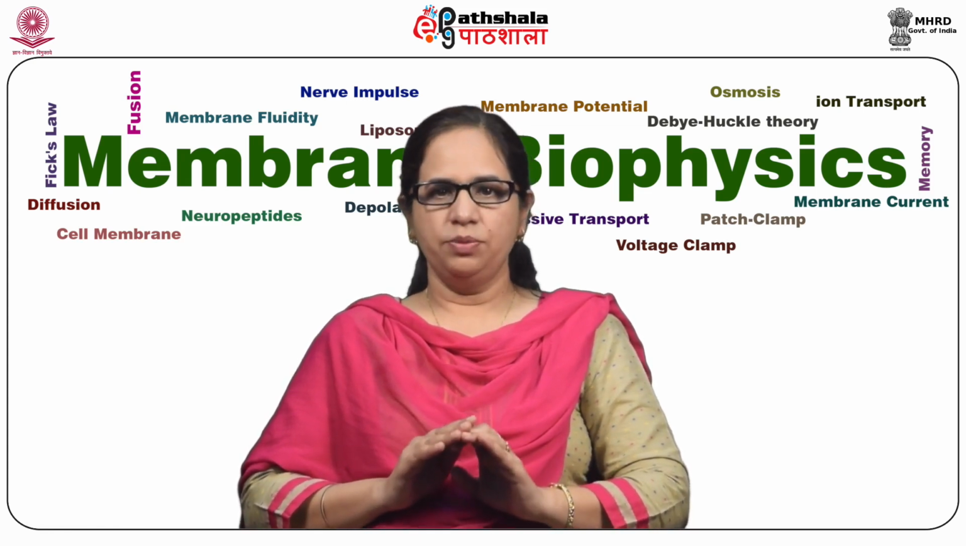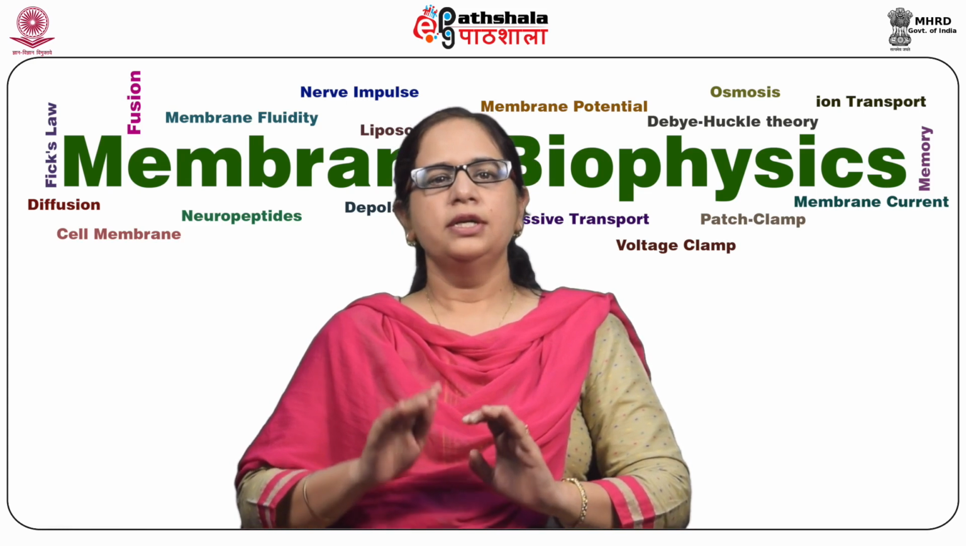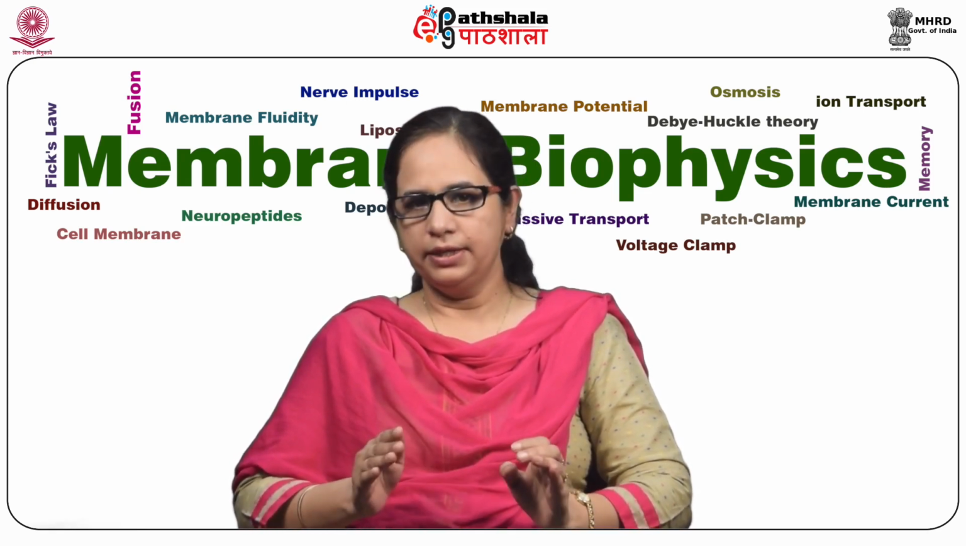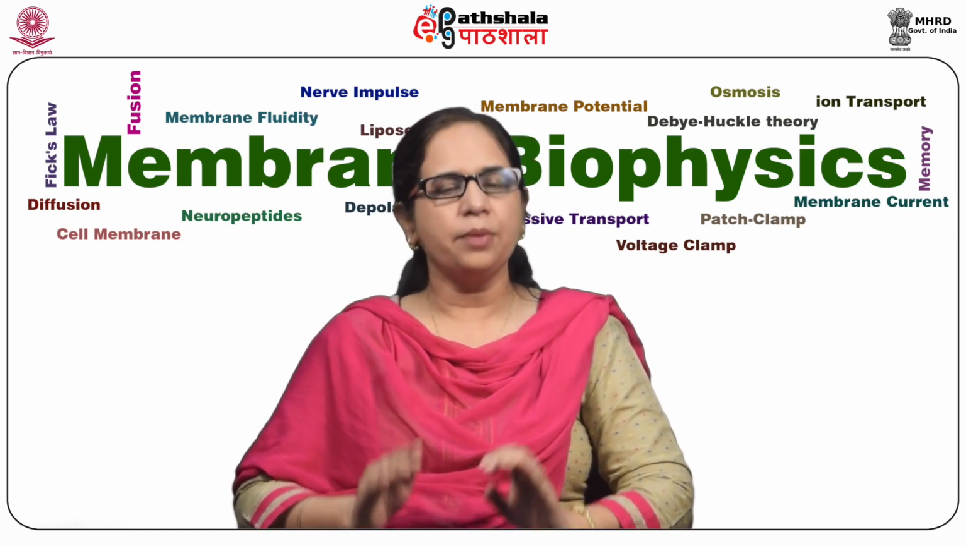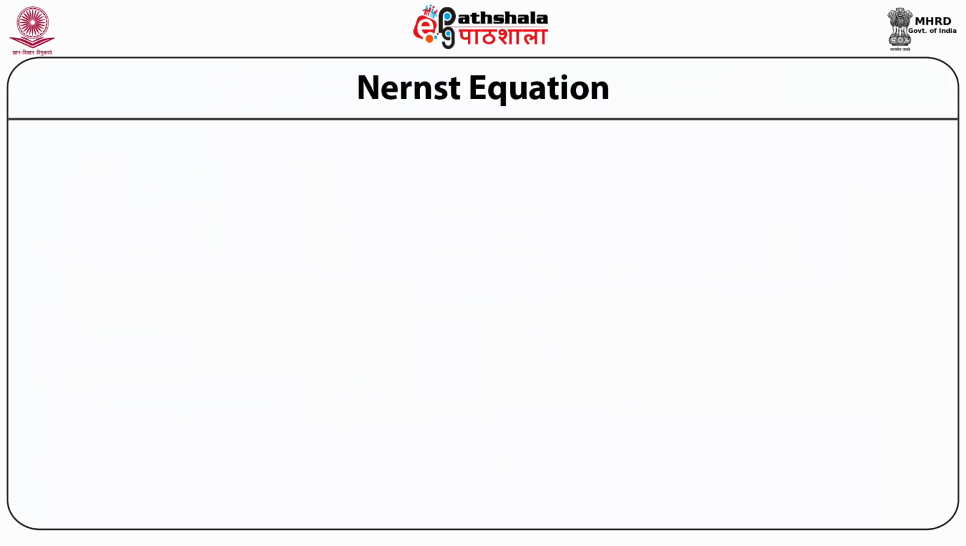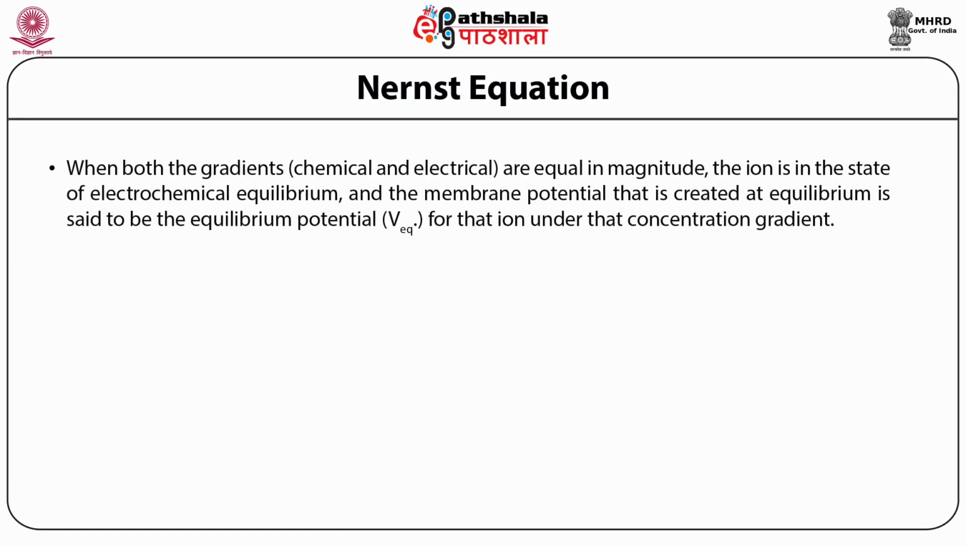Charge separation across the membrane leads to the establishment of an electrical gradient that grows in magnitude until it perfectly balances the chemical gradient. Nernst equation. When both the gradients, chemical and electrical, are equal in magnitude, the ion is in a state of electrochemical equilibrium, and the transmembrane potential that is created at equilibrium is said to be the equilibrium potential, that is VEQ, for that ion under the concentration gradient.